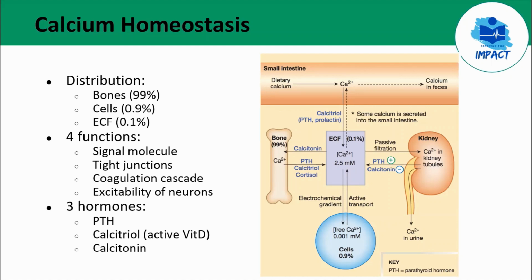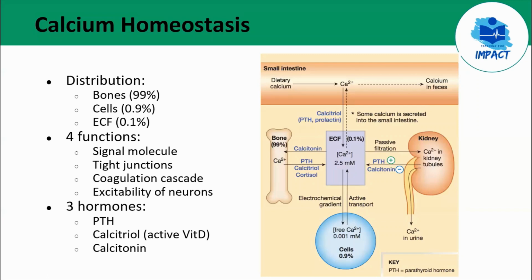Lastly, 0.1% of the calcium in the body is in the extracellular fluid. In the plasma, 50% of the calcium is bound to plasma proteins and other molecules. The unbound calcium is free to diffuse across membranes through open calcium channels. The total plasma calcium concentration is 2.5 millimolar.